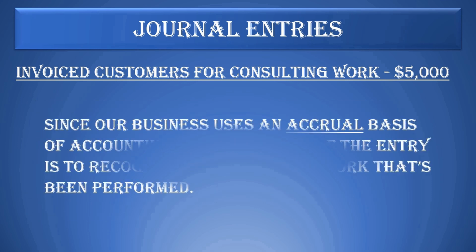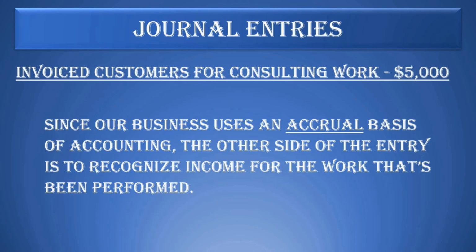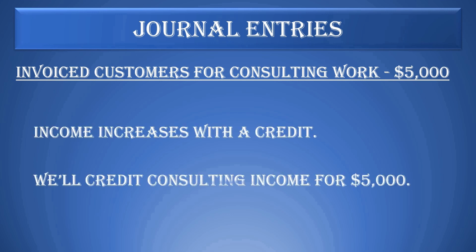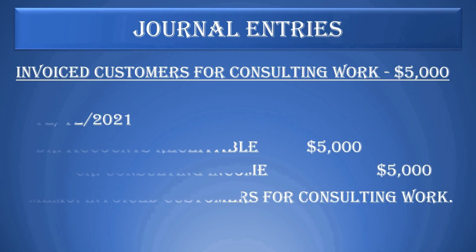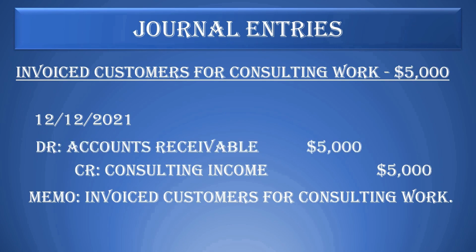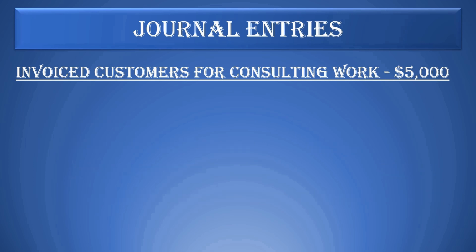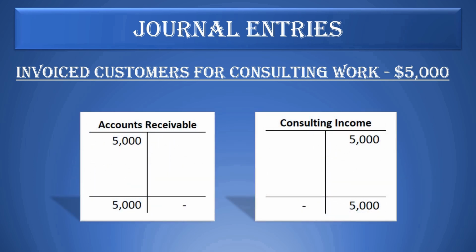Since our business uses an accrual basis of accounting, the other side of the entry is to recognize income for the work that's been performed. Income increases with a credit, so we'll credit consulting income for $5,000. And here is our journal entry. Debit accounts receivable for $5,000 and credit consulting income for $5,000. All that's left to do is to post our entry to appropriate T accounts, and we're all set.